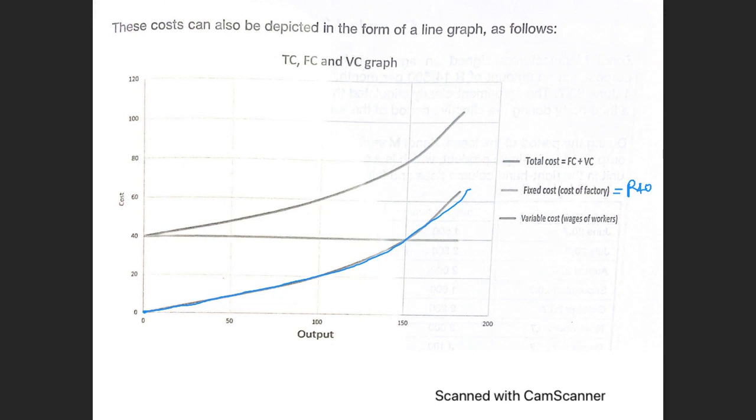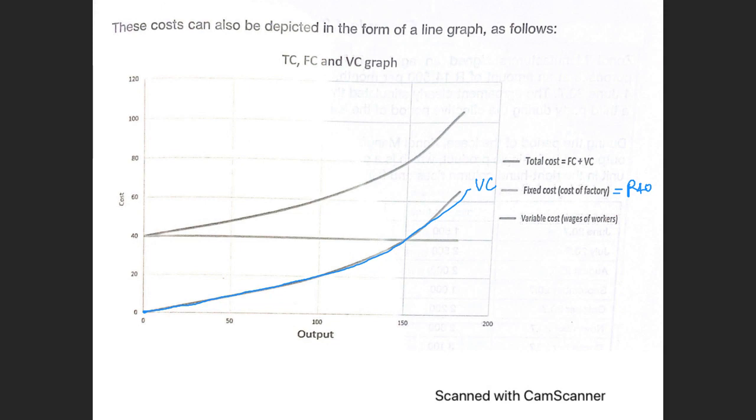So it always starts at the origin and then it moves in an upward direction, because when volume increases, it increases. When volume decreases, then it will decrease as well. So it moves in an upward direction. It's an upward sloped graph for your variable cost. So that's the variable cost graph.